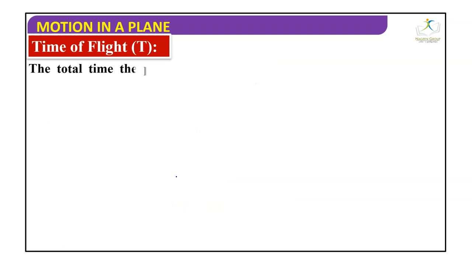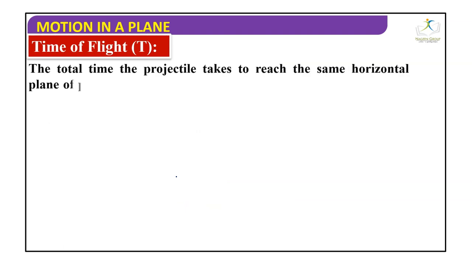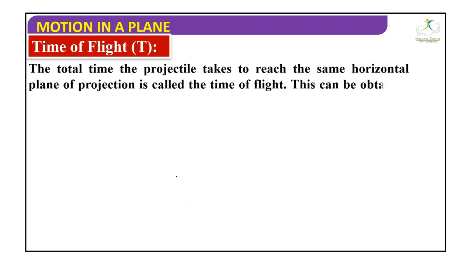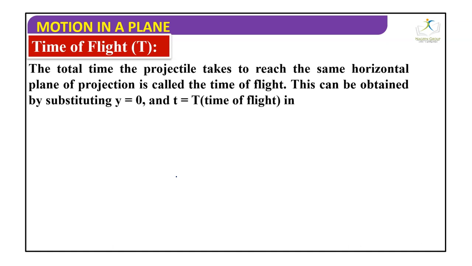So time of flight, that means the total time the projectile takes to reach the same horizontal plane of projection, is called the time of flight. This can be obtained by substituting y equal to 0 and time t equal to capital T. So we can say 2 times Ta, or t1 plus t2, time of ascent plus time of descent, will be the total time interval.